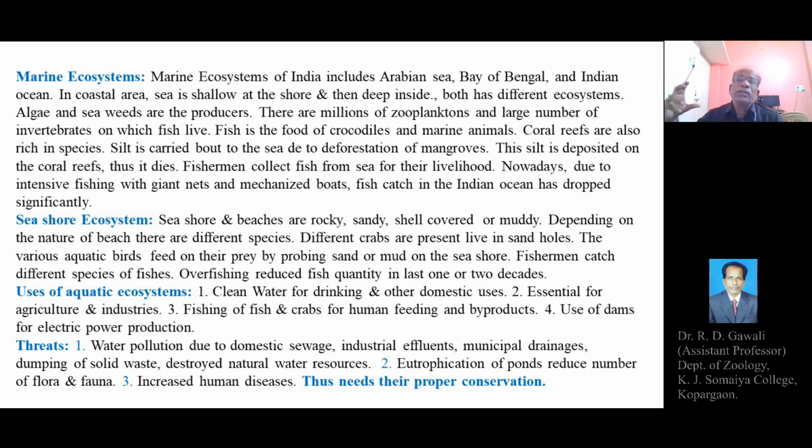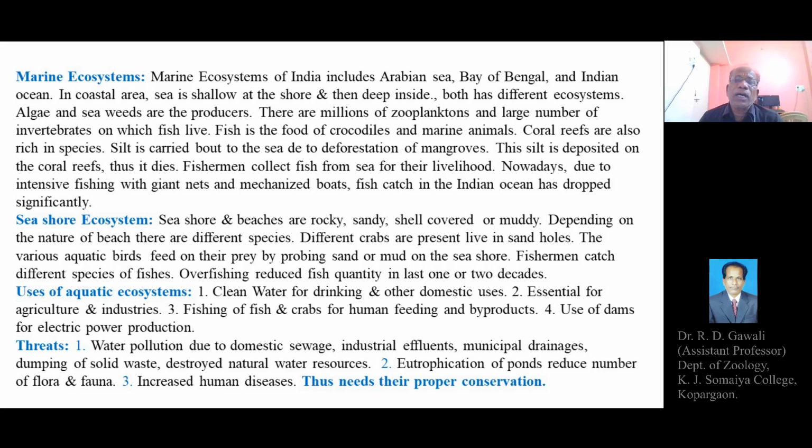So, due to the availability of suitable equipment for catching fish, fish can be caught in large quantity, and that's why the quantity of fish in the seawater has been reduced significantly. Then we'll explain the seashore ecosystem.